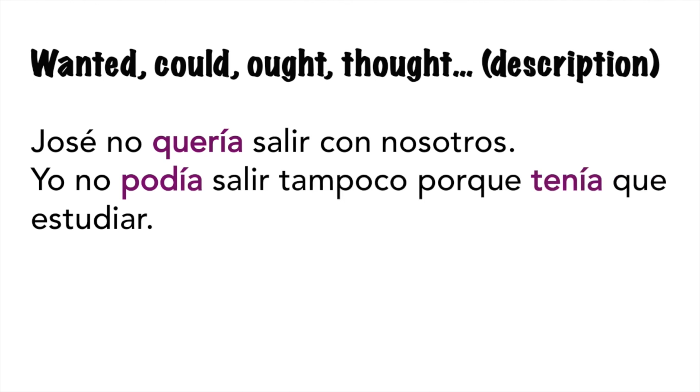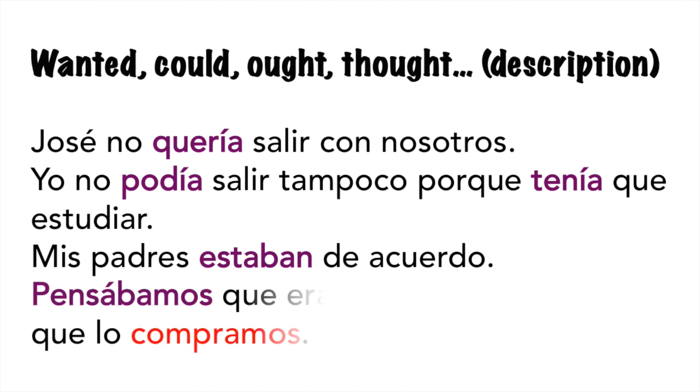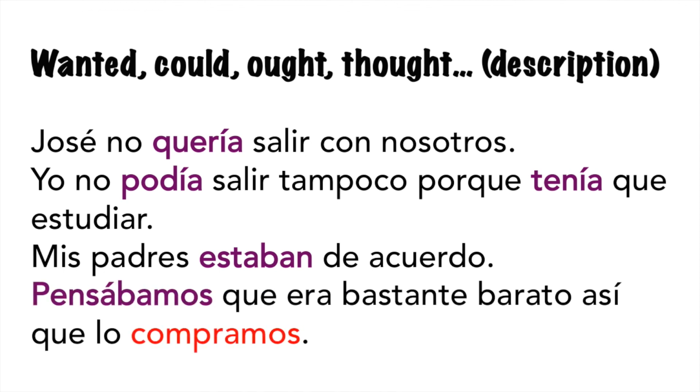Yo no podía salir tampoco porque tenía que estudiar. I couldn't go out either because I had to study. Mis padres estaban de acuerdo. My parents were in agreement. Pensábamos que era bastante barato, así que lo compramos. We thought that it was quite cheap, so we bought it. In all of these examples, we're describing situations in the past, and when we're describing in the past, we use the imperfect.